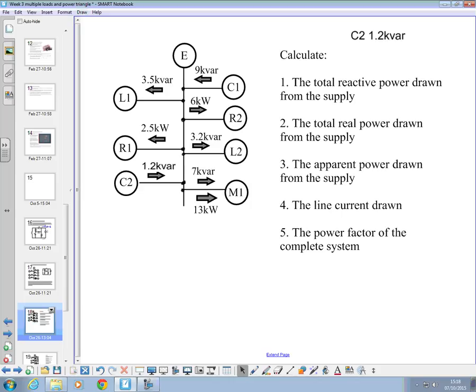So what we're going to do now is calculate the total reactive power drawn from the supply, the total real power or active power drawn from the supply, and the total apparent power drawn from the supply, the line current drawn, and the power factor of the complete system. It's fairly simple in terms of the first two bits, because it is all the reactive powers summed.